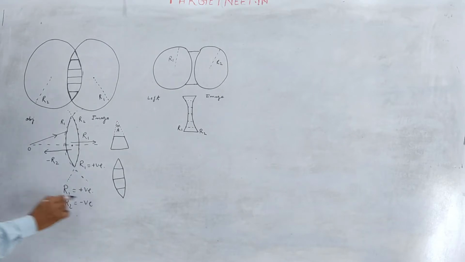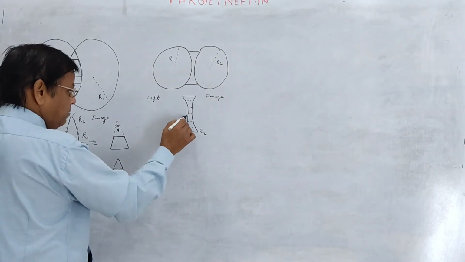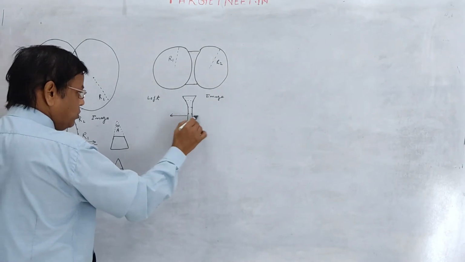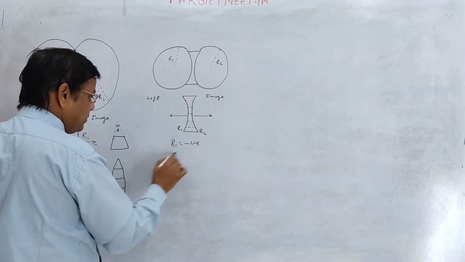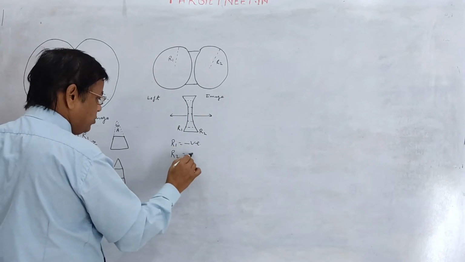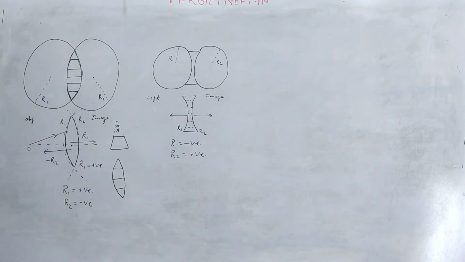So remember these things. While in case of concave lens, R1 is to be measured in this direction, R2 is to be measured in this direction. So R1 is taken as negative and R2 is taken as positive. So in case of concave lens, we take R1 as negative, R2 as positive. In case of convex lens, we take R1 as positive, R2 as negative.